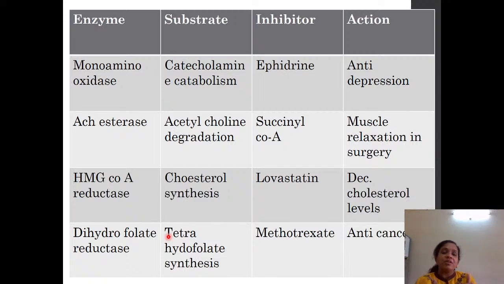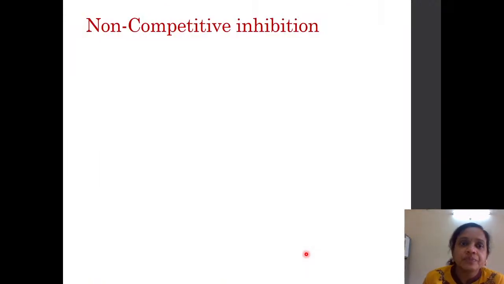As a result of that, even though the cell multiplies, no proper DNA will be present. Obviously, if the DNA is not proper, the cell has to perish. So, in that way, the methotrexate can be used as an anti-cancer drug because it is inhibiting the tetrahydrofolate synthesis. By inhibiting the enzyme dihydrofolate reductase, the methotrexate can be used as an anti-cancer drug.